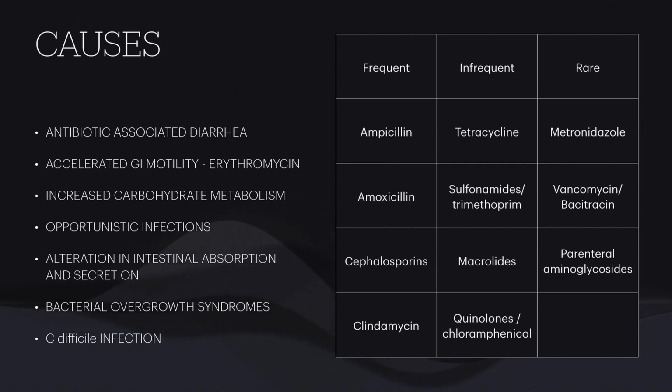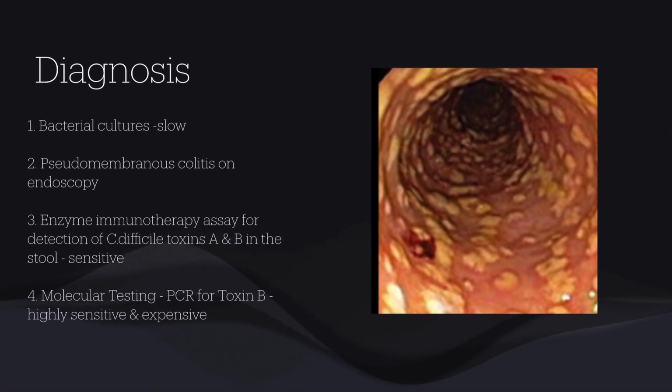There are 4 ways to diagnose C. difficile associated diarrhea, which are as follows. First is bacterial cultures, which is a slow procedure. Second is the presence of pseudomembranous colitis upon endoscopy. Third is the enzyme immunoassay for the detection of C. difficile toxins A and B in the stool. It is a very sensitive test. And the next is molecular testing, PCR for toxin B, which is highly sensitive, but it is also a very expensive test.